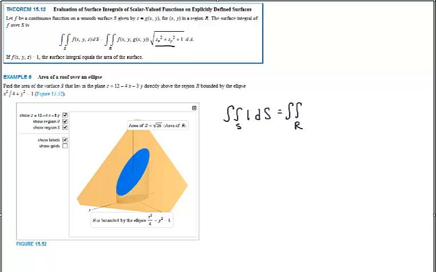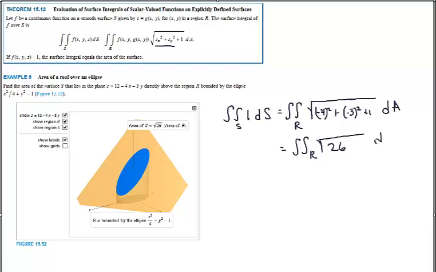and in this region I will have the partial with respect to x. This is a minus 4, so I want the minus 4 quantity squared, plus the partial with respect to y. This is going to be minus 3 quantity squared, plus 1, and then that's dA. This is then going to get me the square root of 16 plus 9 plus 1, which is root 26, dA.